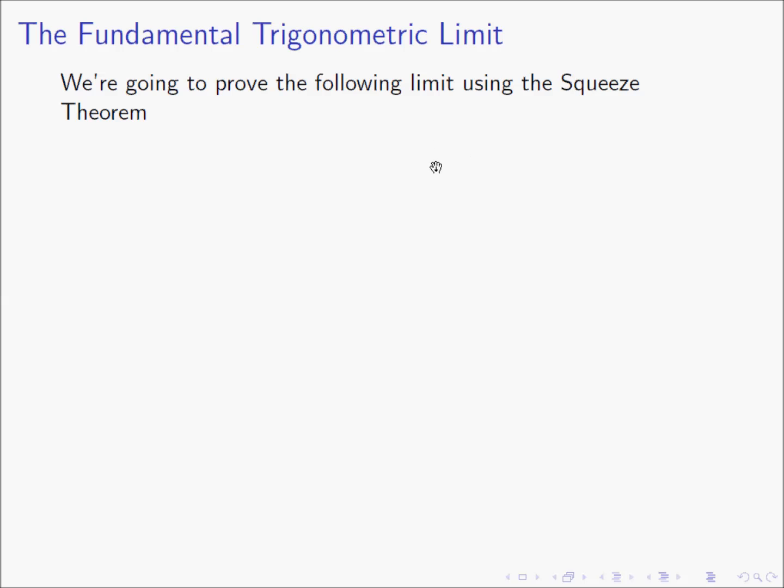Welcome to part 2. Here we're going to talk about the fundamental trigonometric limit. In part 1 we talked a little bit about the Squeeze Theorem, and here we're going to apply it to prove this limit here. We're going to prove that the limit as x approaches 0 of sine of x over x equals 1. To do that we're going to use a little bit of geometry, and then we're going to apply the Squeeze Theorem. So you're going to see why the Squeeze Theorem is useful.